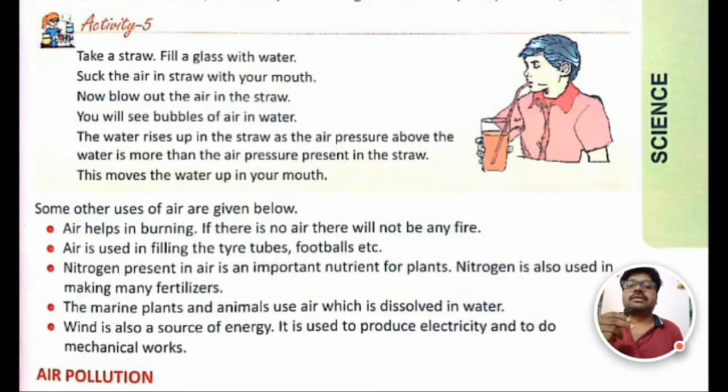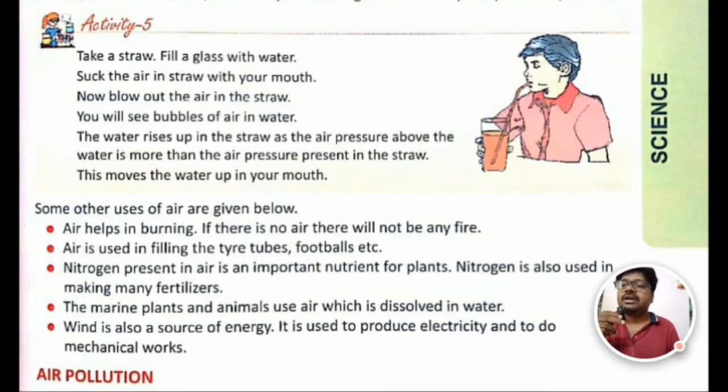Actually, when you are sucking the juice, or sucking coconut water, or sucking some liquid in the glass through a straw, you are creating a low pressure in the straw. And as the air pressure on the surface outside the straw is more than the air pressure present in the straw, you are able to suck the water into your mouth. This moves the water up in your mouth, students. This is how you can understand how air pressure works. Air has some pressure and we have some uses. Some other uses of air are also given here.